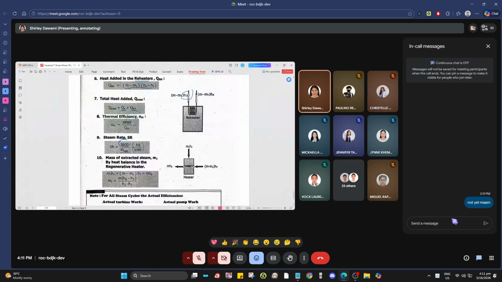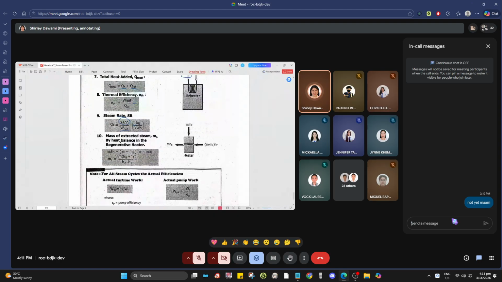Be careful, 2,000. So make sure that your work net is in consistent units, that is kilojoule per kilogram. For the mass of extracted steam, or M1, by heat balance in the regenerative heater, M1 is the fraction of steam that goes down for preheating. Then M minus M1 is what undergoes the complete expansion.